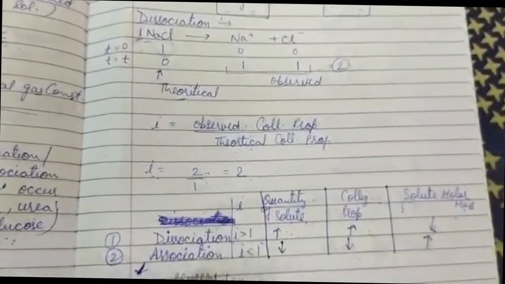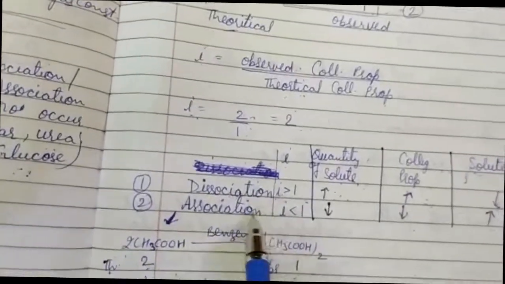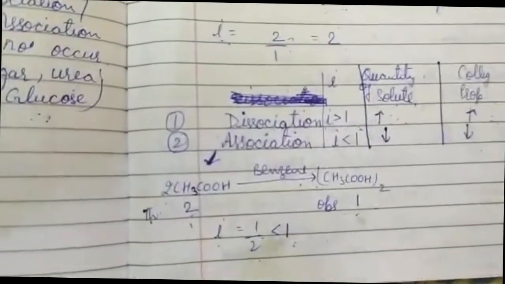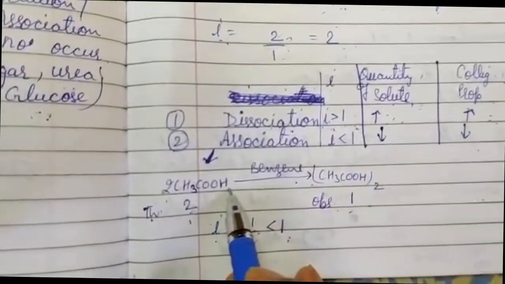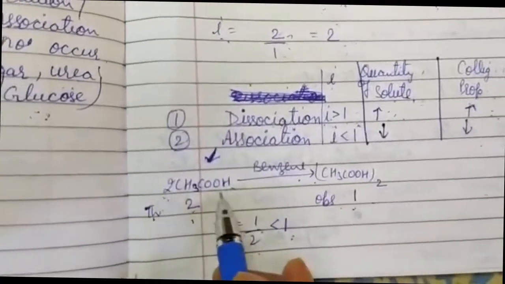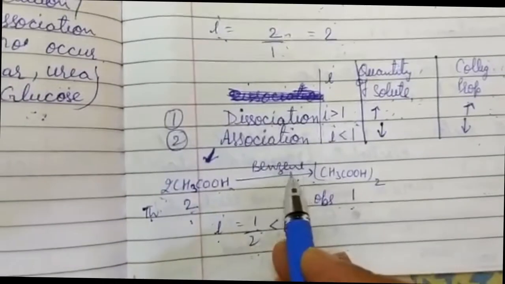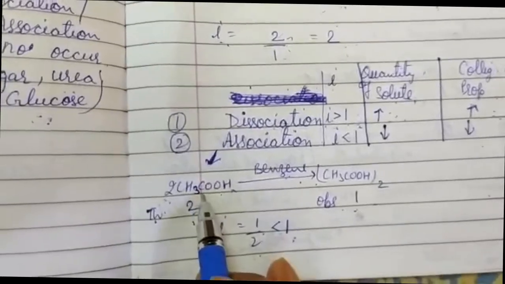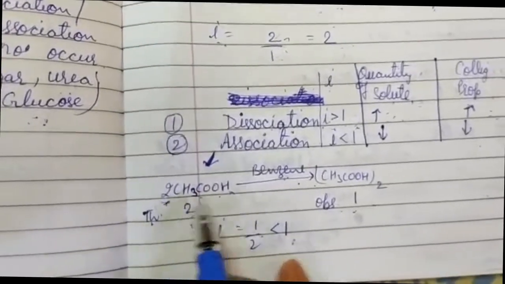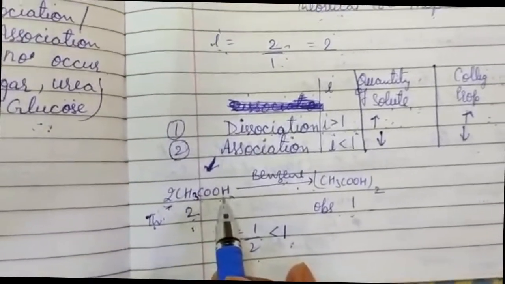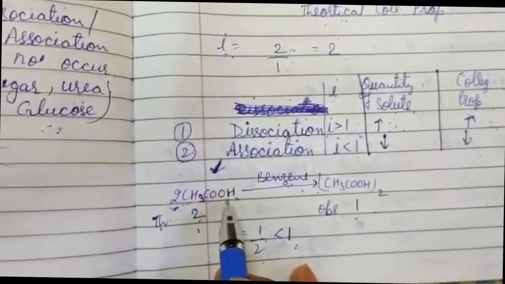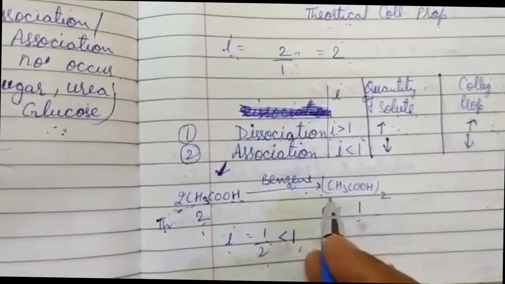Now we see the other process, association. What will be the effect on all these properties? In the association, suppose we take the example of acetic acid. We have taken 2 moles of acetic acid and dissolved it in benzene. On dissolving in benzene, the 2 moles of acetic acid will undergo dimerization. Dimerization means the 2 moles of acetic acid will combine together to form 1 bigger molecule.